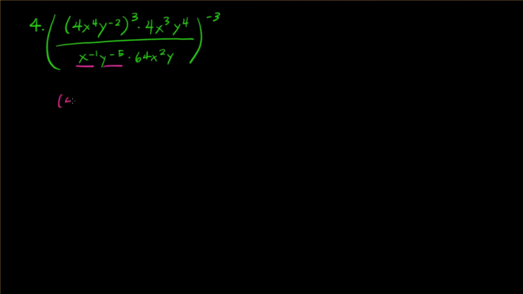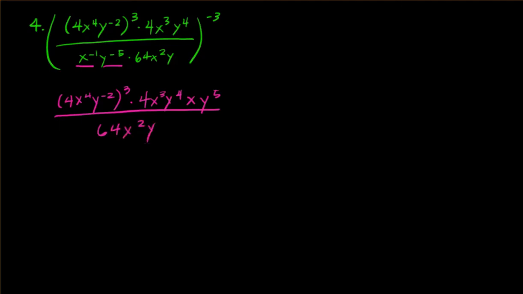So I'm going to rewrite 4x to the fourth, y to the negative 2 to the third. We have a negative exponent inside of the parentheses, but we can't do anything until we distribute that 3. So I'm going to leave it alone. Let's go ahead and move that x to the 1 up and y to the 5 up. Okay, and in my denominator, I have the rest.